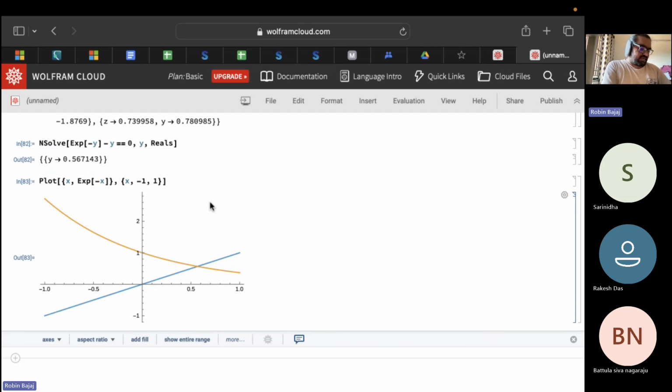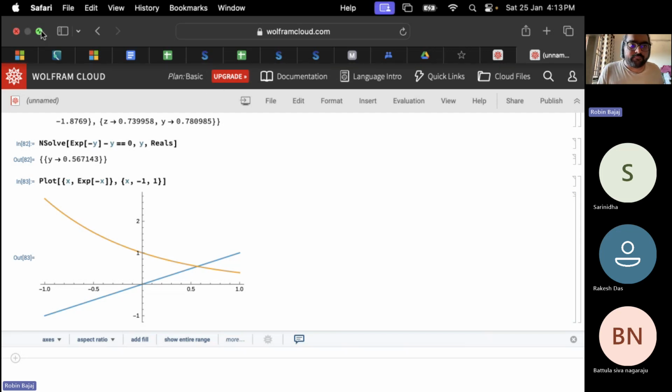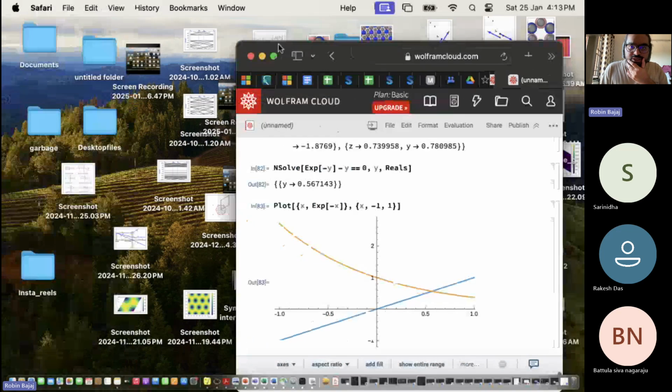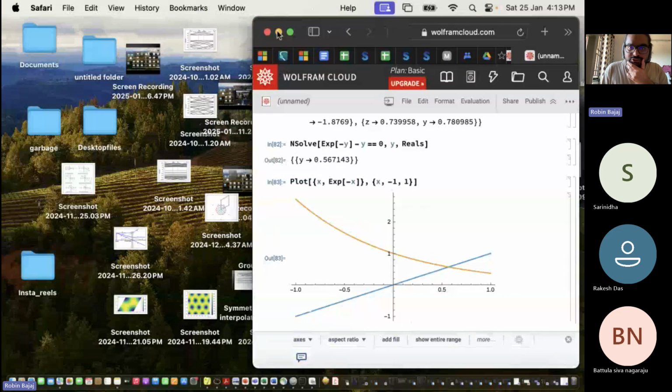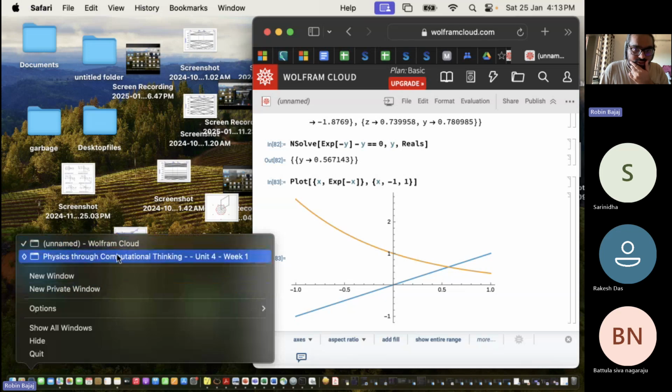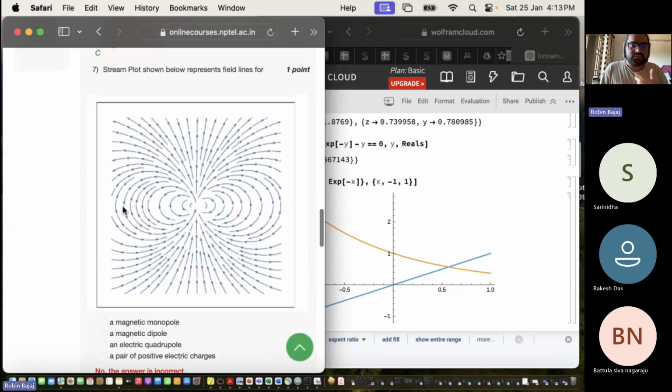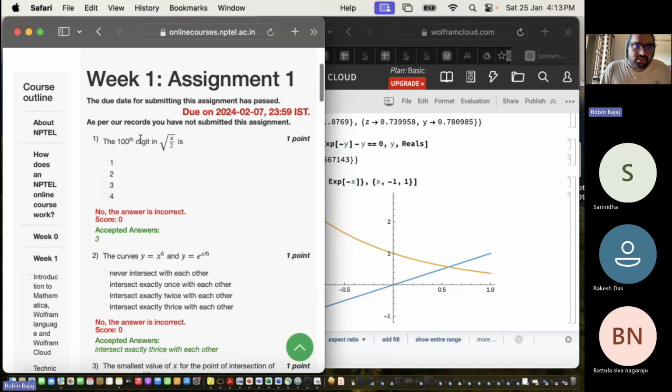Is there something else that is left which I should do? I think that's enough. Now we can go to the problem solving. Because you would do the assignments, this is how you should do it. Just a second, let me open the other window. So this is the assignment.